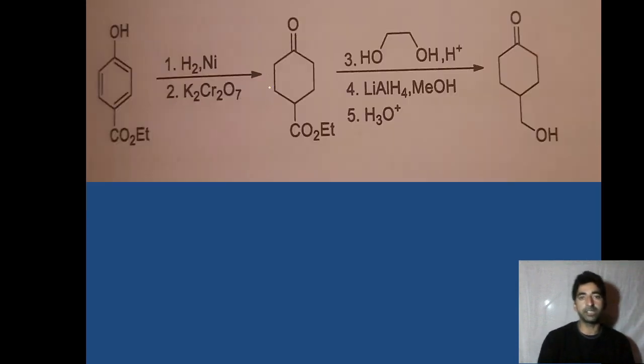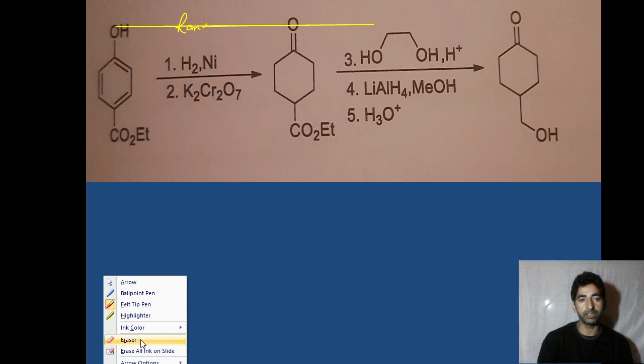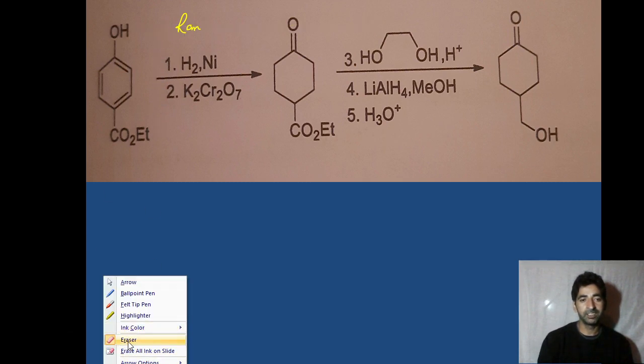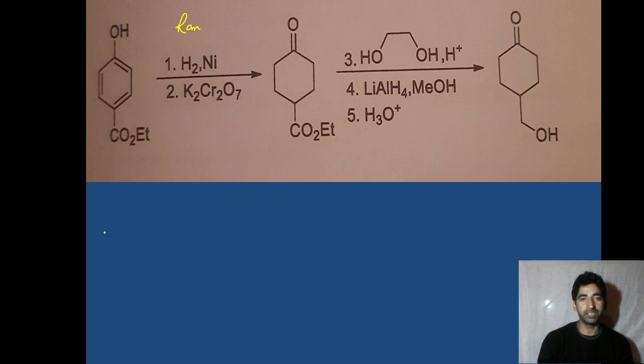Now let us take this type of question. This is a very important question. In the first step, this is my compound. Over here we have an ester group. Over here we have OH. It is treated with hydrogen and nickel. That's Raney nickel. You can directly remember Raney. So we are using Raney nickel over here.